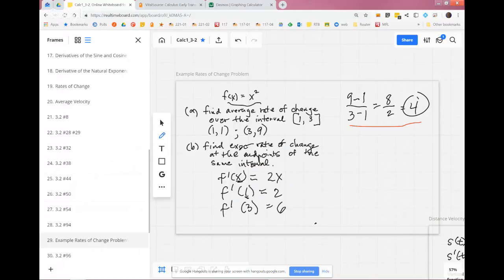Okay. Part B, find the exact rate of change at the endpoints of the same interval. So first we do a derivative. What's the derivative of x squared? 2x. What's the derivative at the left endpoint? 1. Plug in a 1. 2 times 1 is 2. What's the derivative at the right endpoint? 3. 2 times 3 is 6. So here again, here's our exact rate of change in the beginning, exact rate of change at the end, and up here is the average rate of change.